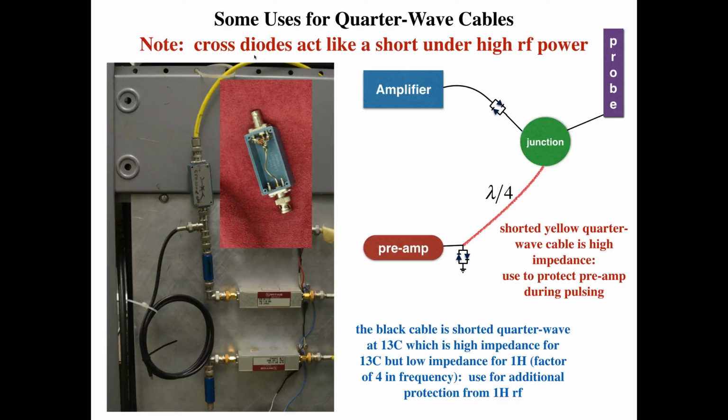We'll start off with just using a quarter wave to protect a preamp. Here's a block diagram. Here's an amplifier, a high power amplifier. There's our NMR probe, and here's the preamp.